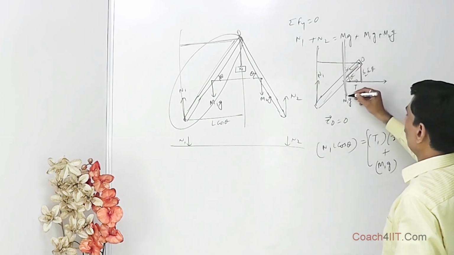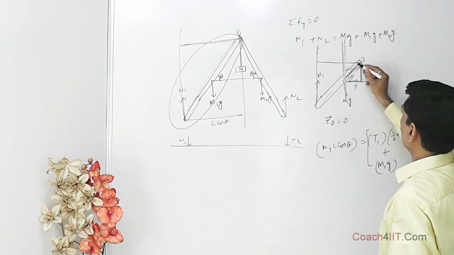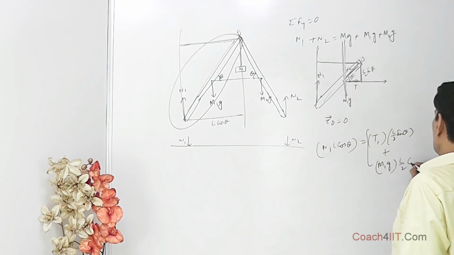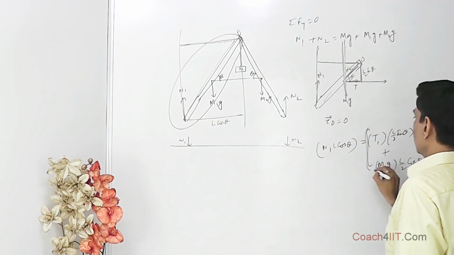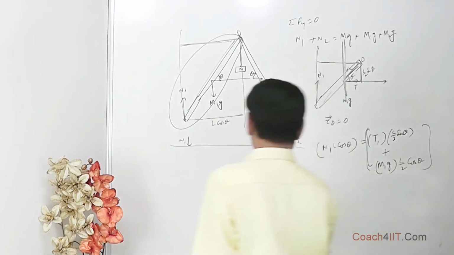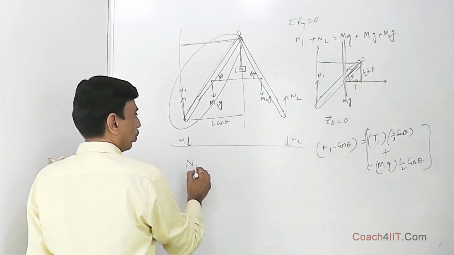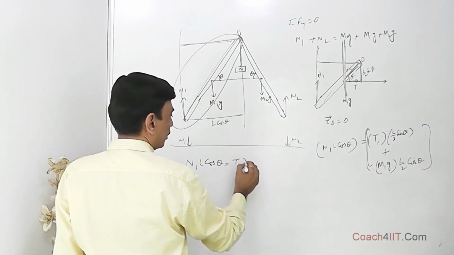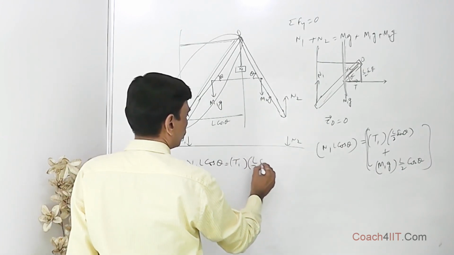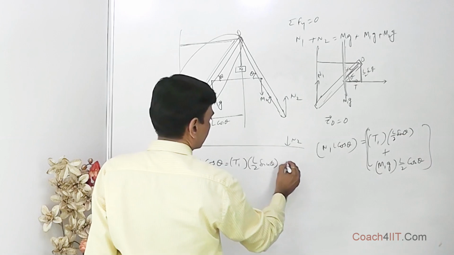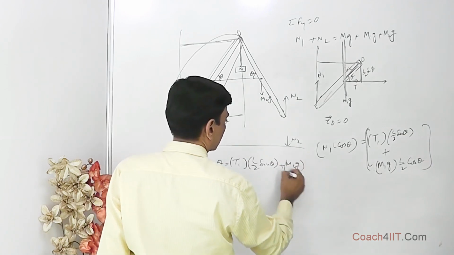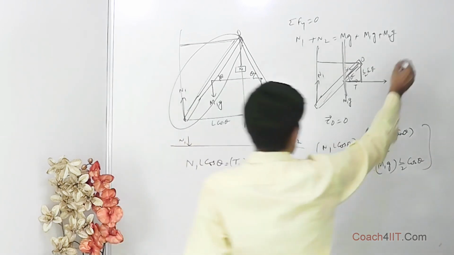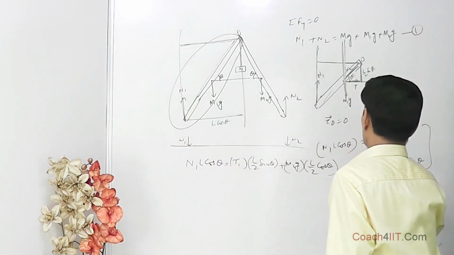plus m1g force into perpendicular distance between line of force and acceleration, this is line of force of m1g. So this is L by 2, this is L by 2 cos theta, so this is also L by 2 cos theta. So into L by 2 cos theta. We get this equation. If we write once again over here, this comes out to be N1 L cos theta is equal to T1 into L by 2 sin theta plus m1g into L by 2 cos theta. So we have one equation over here, we have a second equation over here.